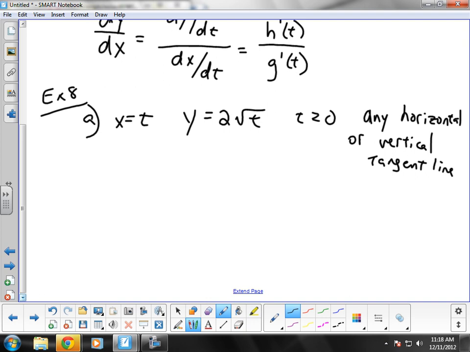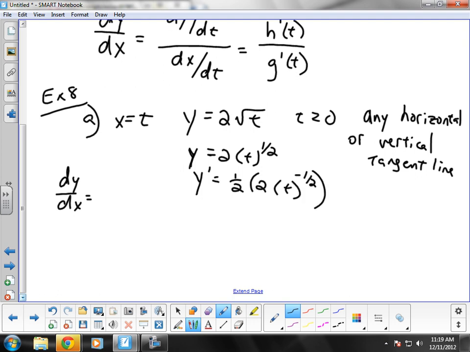So to find the slope, we take the derivatives, right? That's what we've been doing. So if I want dy/dx, I need the derivative of the y function. So for the y function, we've got 2 times t to the 1/2, right? That's not y prime, though. It's just y rewritten. And now let's take the derivative of that. So I've got 1/2 times 2 times t to the negative 1/2, right? So these 2 times 1/2 cancel out, and I'm left with 1 over the square root of t.